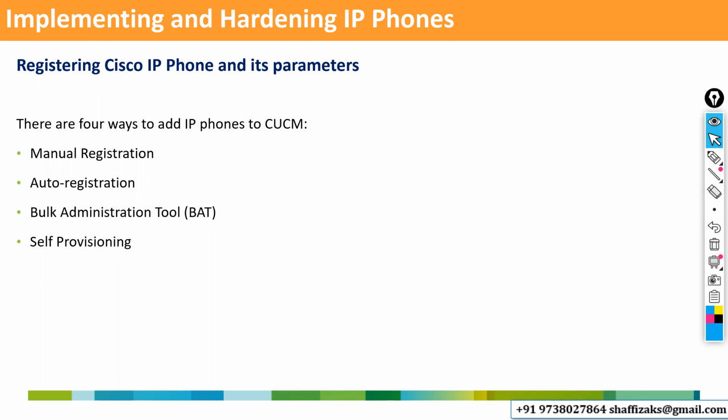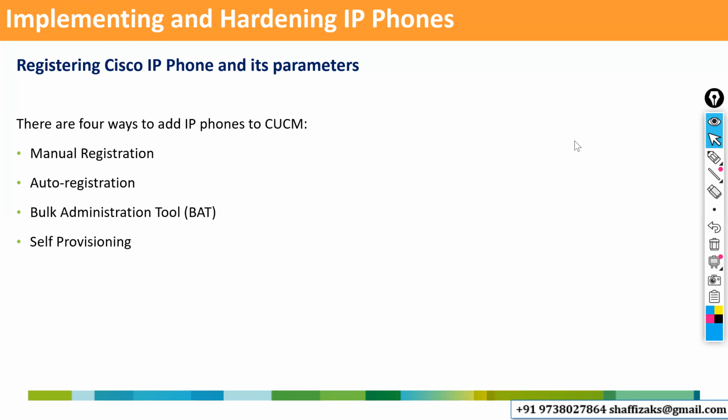It's not like every time we use the same method to register the phone. There are some scenarios where we use manual registration, some where we use auto registration, and some where we use bulk and self-provisioning. That completely depends on the scenario and the requirement. So we will not always use all four. In a company, yes, they may use all four methods, depending on the company. Some companies use two methods or three methods.